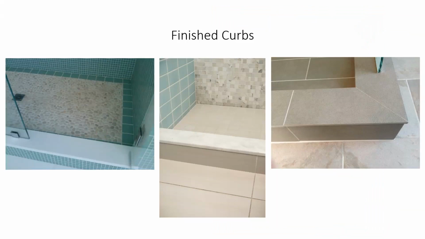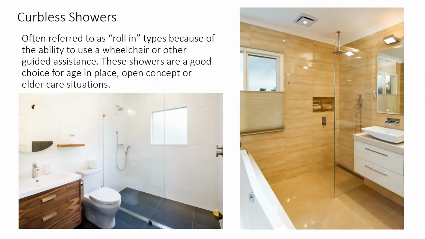And how you finish these curbs and finish out the area, there are many different options, whether you use the same type of material that's installed in the bathroom and on the walls and floors, or a different type of material. One of my favorite options for showers is this curbless shower option, often referred to as a roll-in type. It's a great choice for aging-in-place design and build, for elder care situations, and for just the general visual of more of an open concept room or a wet area or wet room.